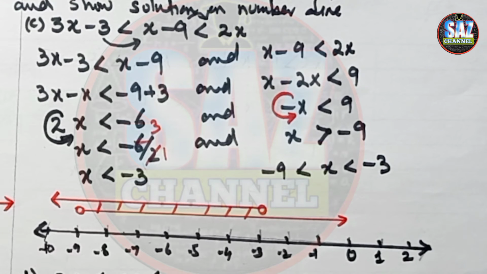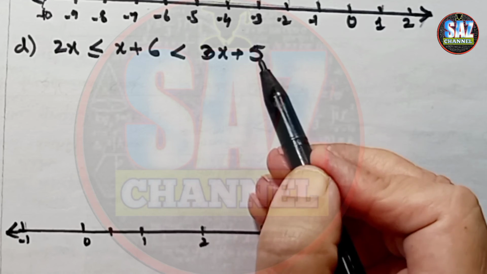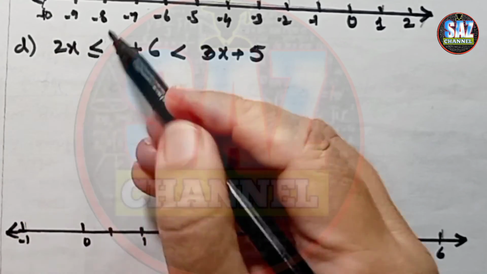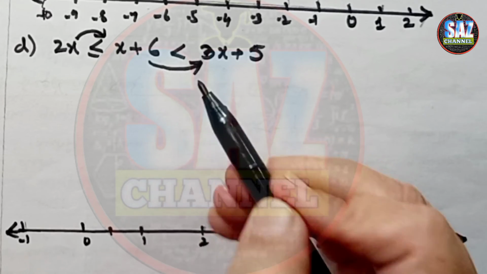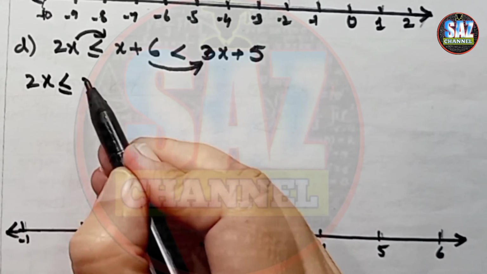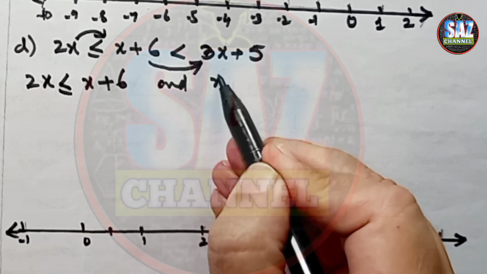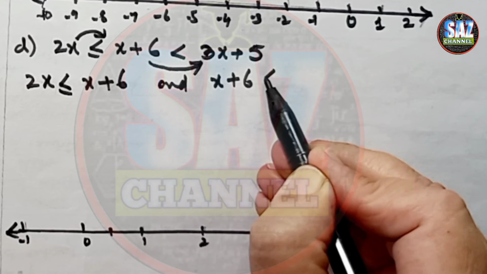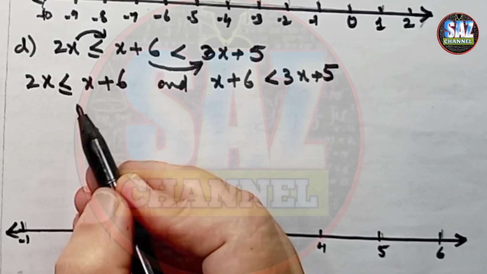Let's move to the next part that says 2x is less than or equal to x plus 6 is less than 3x plus 5. Again, divide the inequality in two parts. 2x is less than or equal to x plus 6, and x plus 6 is less than 3x plus 5.